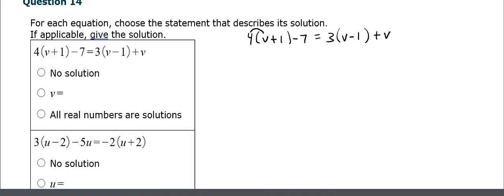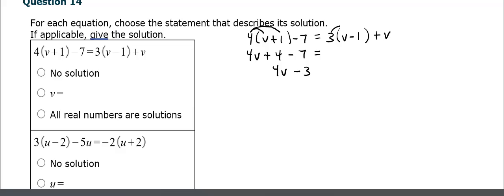So start by distributing the 4 times the v plus 1. So that gives us 4v plus 4 minus 7. Now let's combine like terms. So we have 4v, and when we combine positive 4 and negative 7, that gives us negative 3. Now we can work the right-hand side.